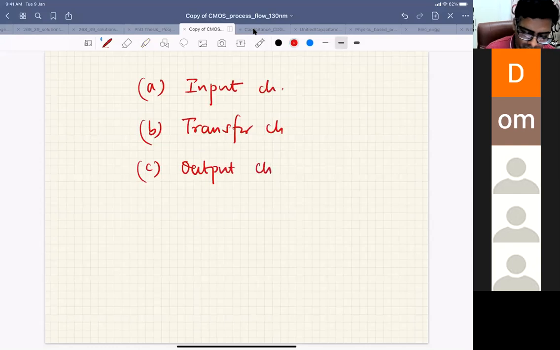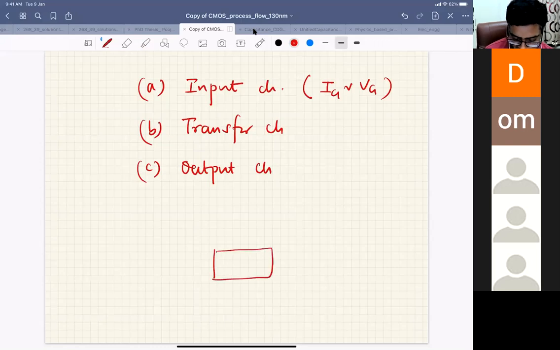Right. So a transfer characteristic, input characteristic is in the input port itself. So this is if you plot gate current as a function of gate voltage, right? So your input port is gate to source port, right? So if this is your transistor and this is your source and drain and this is gate, so your input port is between gate and source. Your output port is between drain and source, right? Sorry, drain, because here the source is common, right?